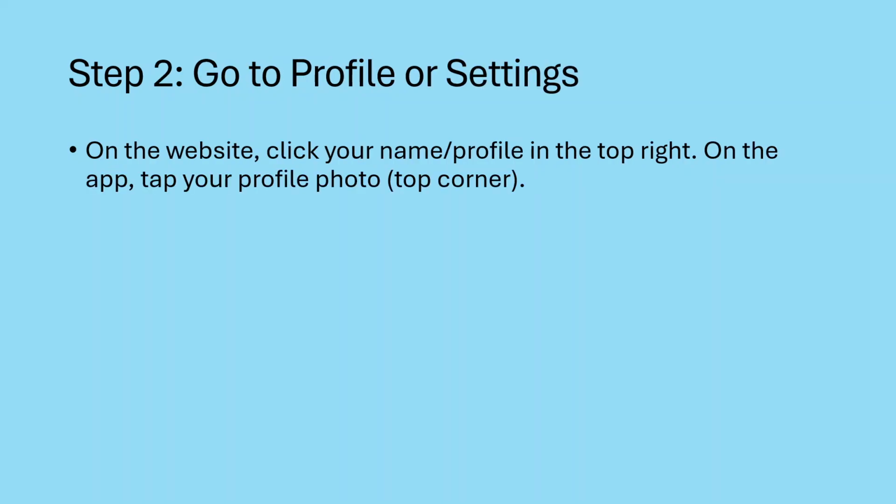Step 2, go to Profile or Settings. On the website, click your name/profile in the top right. On the app, tap your profile photo on the top corner.